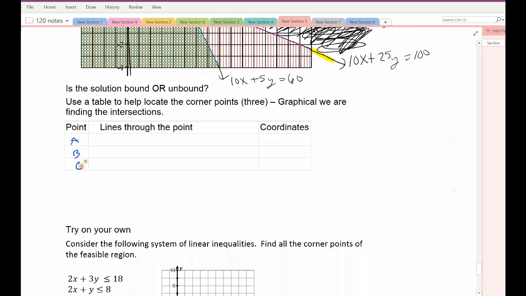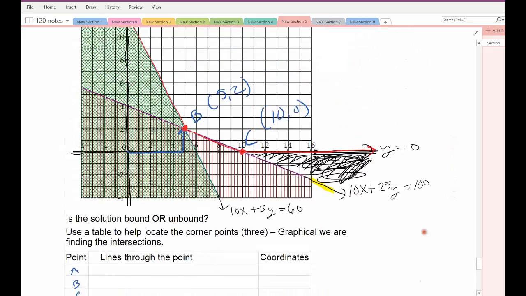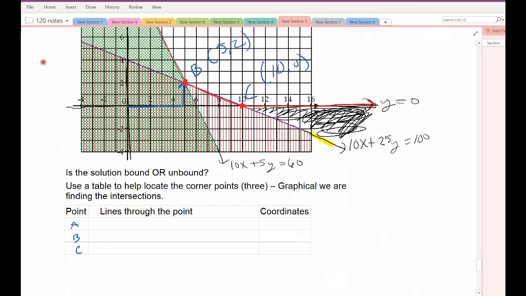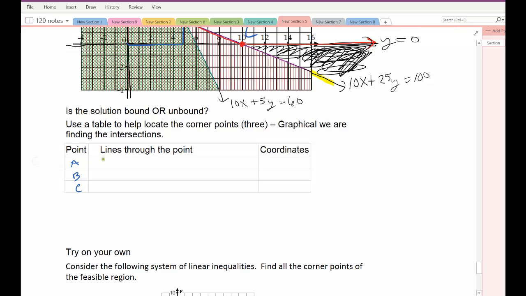So A, B, C. Remember, in order for it to be a corner, it has to go through two of my inequality lines. Well, A goes through the line x equals 0 and 10x plus 5y equals 60, and it was the point 0, 12. And then I check to make sure it is. When I plug 0 in, I should get 12 out. So when I plug 0 in for x, this 0's out. So I get 0 plus 5y equals 60, divide by 5, and y does equal 12. So it does check. And you should always check to make sure, especially if you're solving using the graphing method.